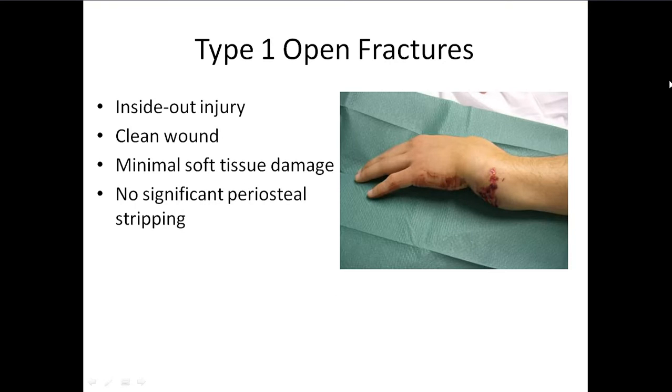This is an example of a type 1 open fracture. If you see here, there is only a clean puncture wound, a small wound, but there is a deformity. There are other signs of fracture. What are the cardinal signs of a fracture? Can anyone tell? Can you tell me what the signs of a fracture are? Anyone?